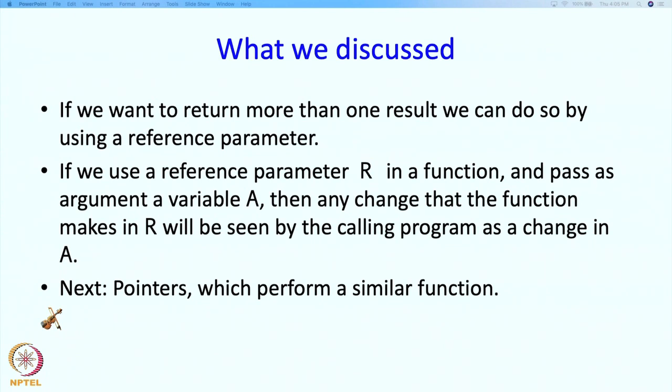Alright, so what did we discuss in this segment? We said that if you want to return more than one result, we can do so by using a reference parameter. If we use a reference parameter r in some function and pass as argument a variable a, then any change that the function makes in r will be seen by the calling program as a change in a. In the next segment, we are going to discuss pointers, which will perform a similar function, but pointers are quite useful in other places as well. So we will see that shortly.